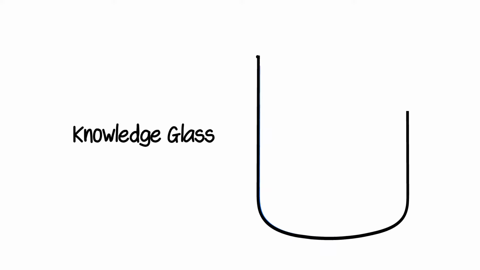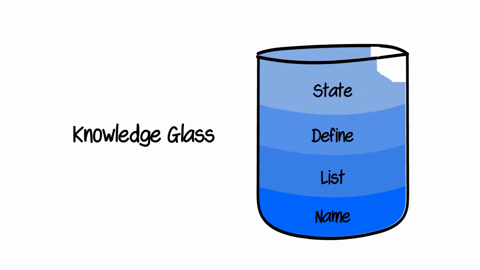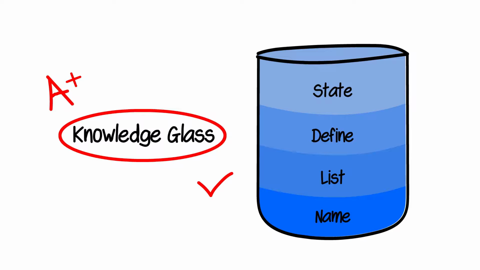By now, it should be clear that name, list, define, or state questions are all categorized as knowledge questions. Application type of questions normally comes in where knowledge is tested but applied to a practical scenario. We will have a look at an example now.